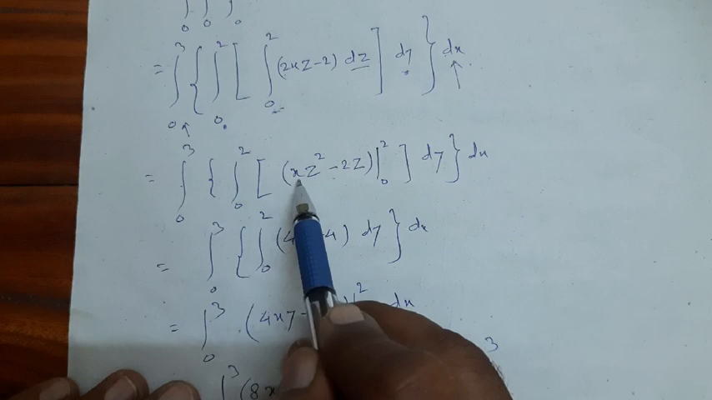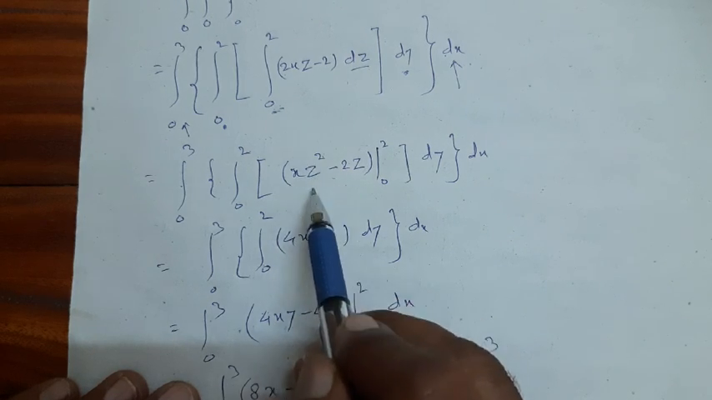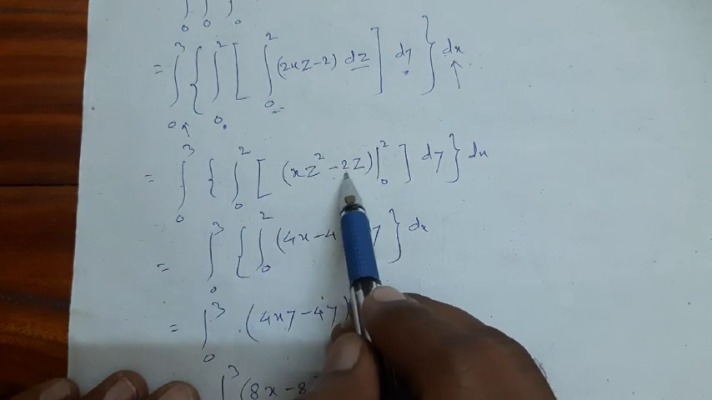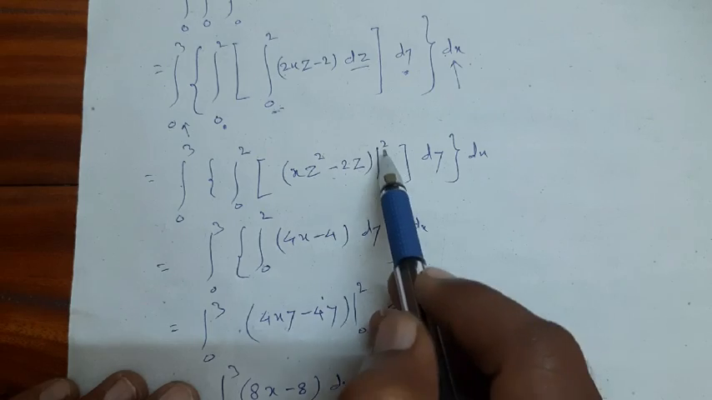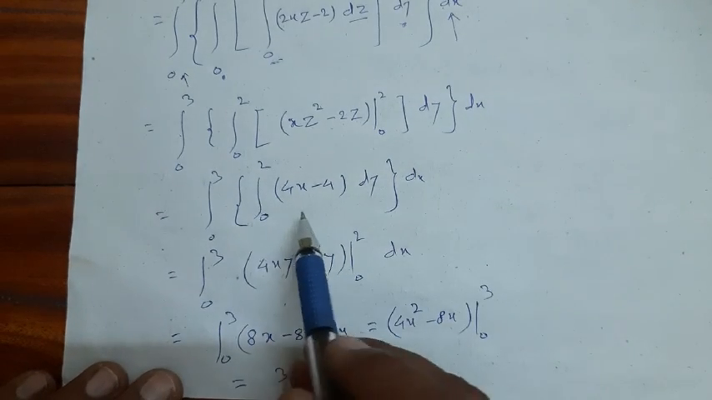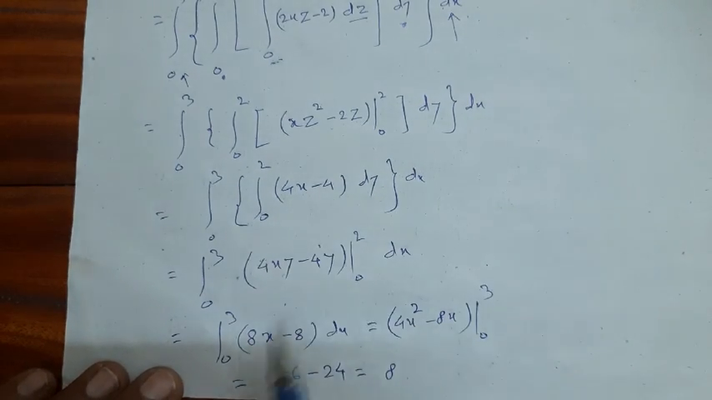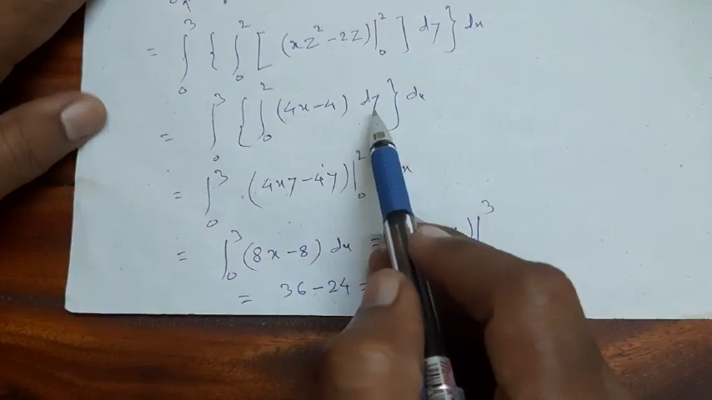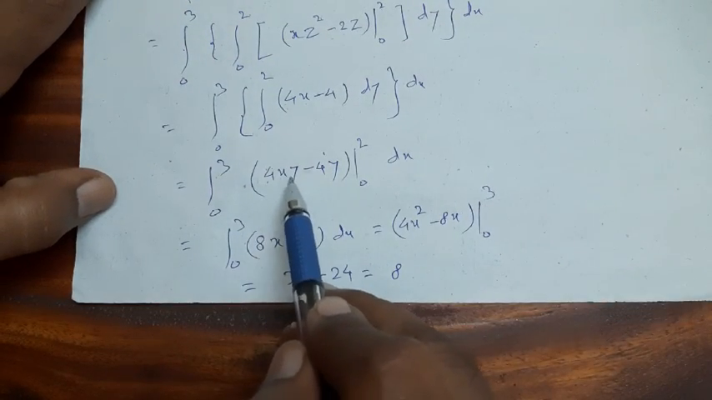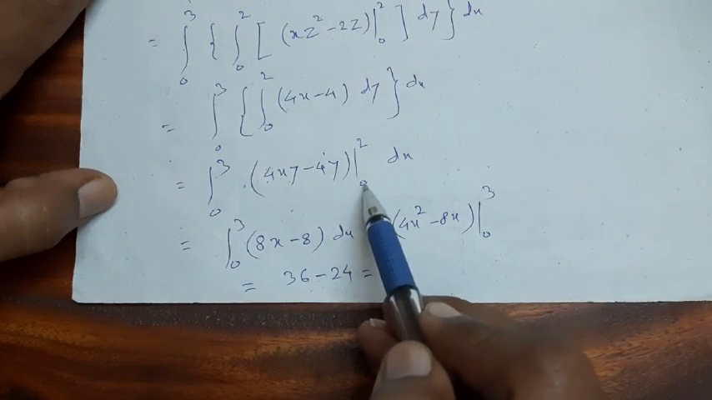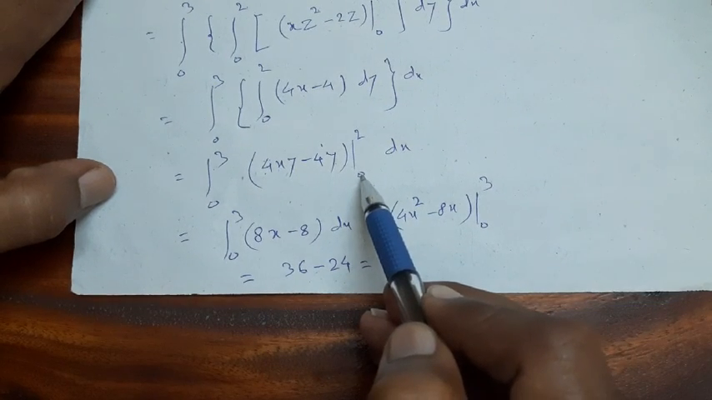The integration will be xz square by 2, that 2 gets cancelled, minus 2z. We will have to substitute the limit from 0 to 2, it becomes 4x minus 4. Then I will have to integrate over y. The integration will be 4xy minus 4y. I will have to substitute the limit over y from 0 to 2.